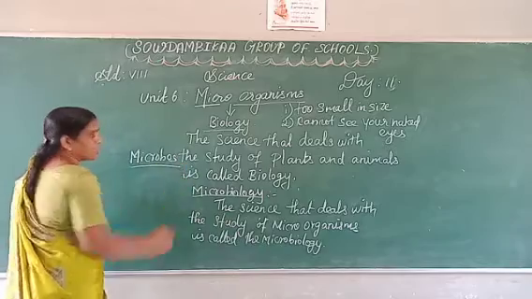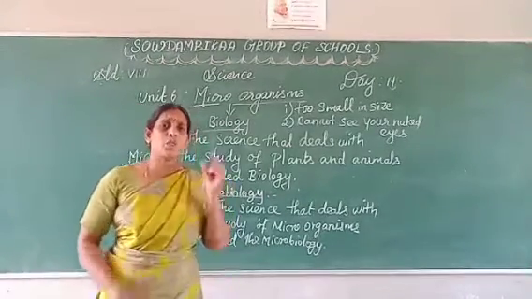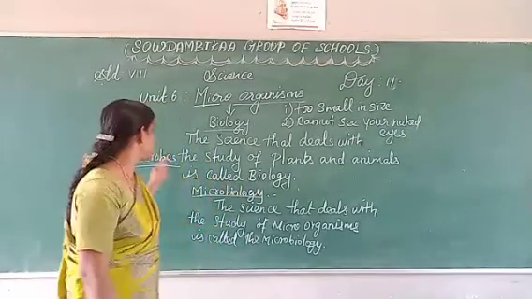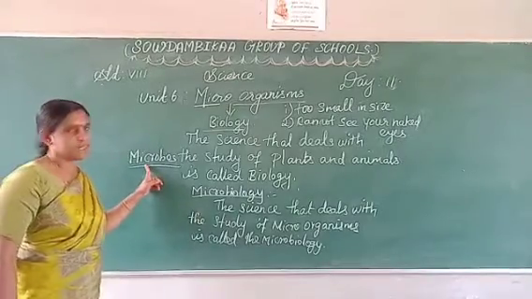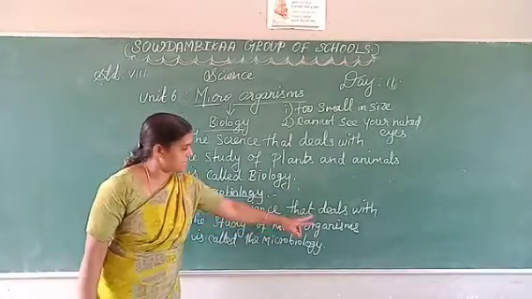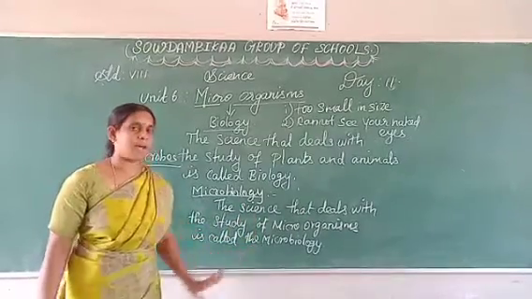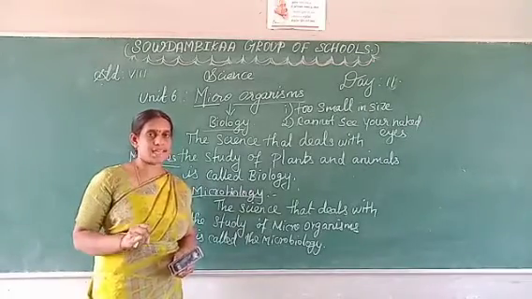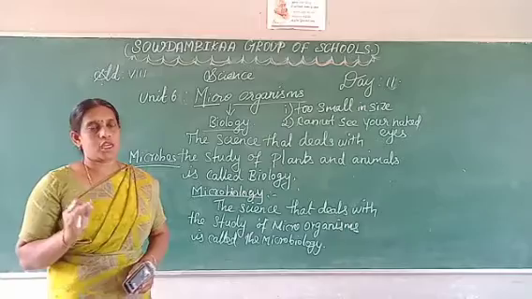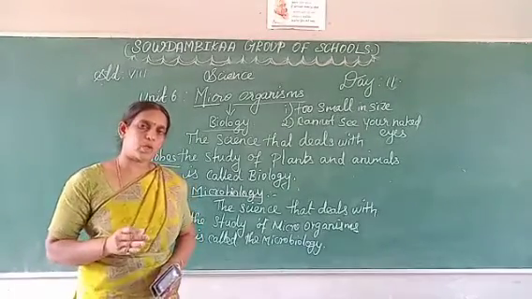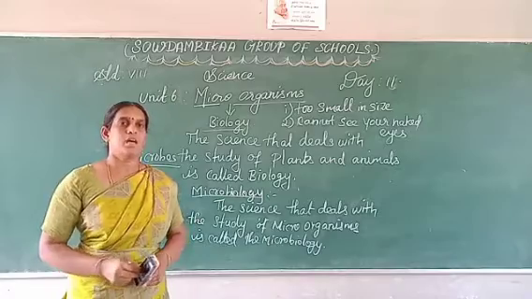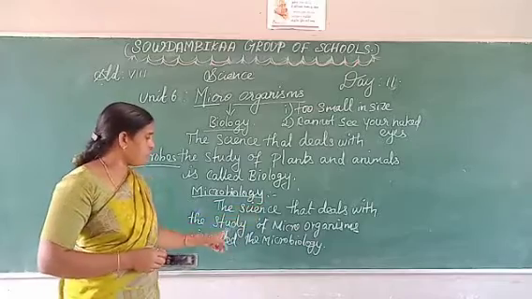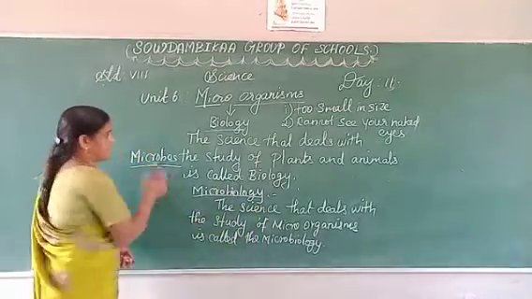What is meant by microbes? Microscopic, only seen through the microscope, that organism is called a microbe. The science that deals with the study of microorganisms is called microbiology. Are all clear about this one? Microorganisms are too small in size. We cannot see them with our naked eye. With the help of a microscope only we can see them. That organism is called a microbe.